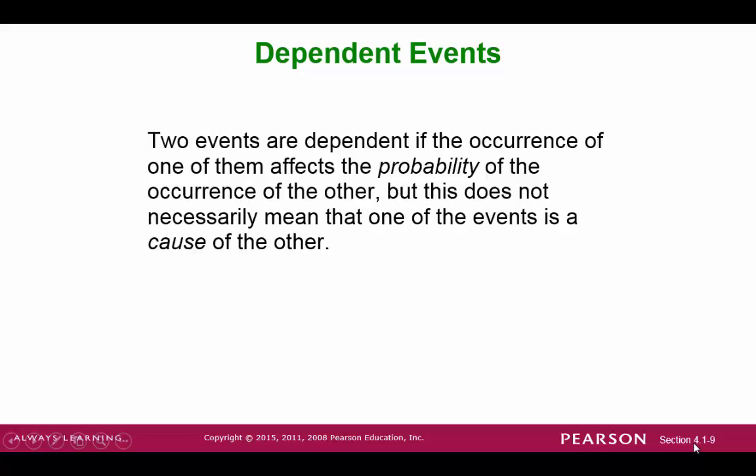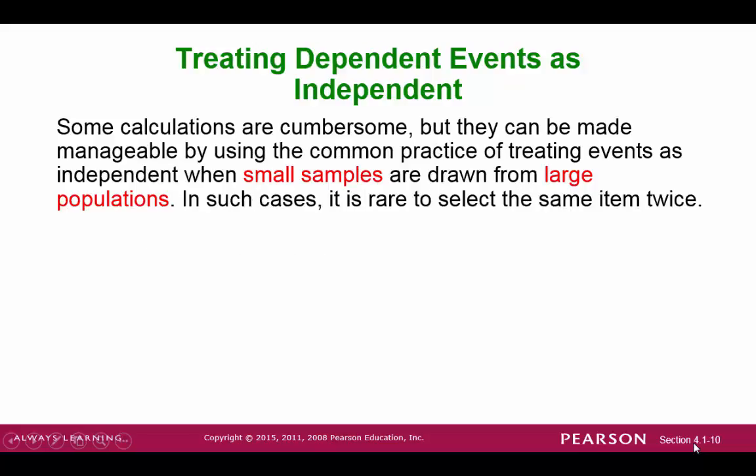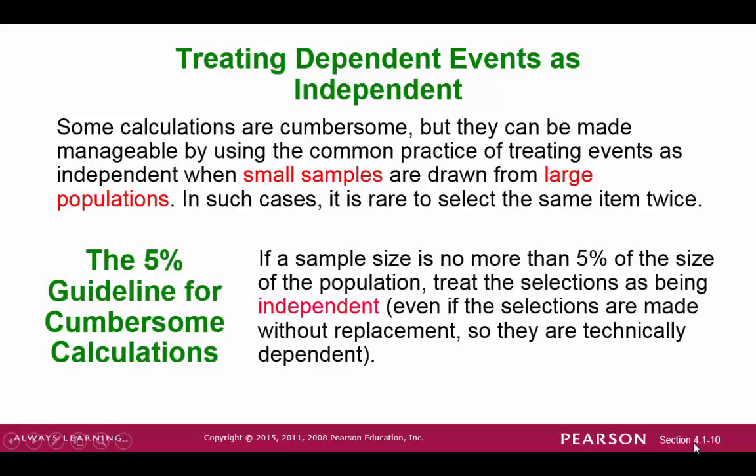Just a little note on dependent events. Just because the events affect the probability, it does not imply causation. There is a time when it might be beneficial to assume that the events are independent. This can happen if we pick a small sample from a large population. This is called the 5% guideline. So, if a sample size is less than 5% of the population, then we can treat the events as independent.